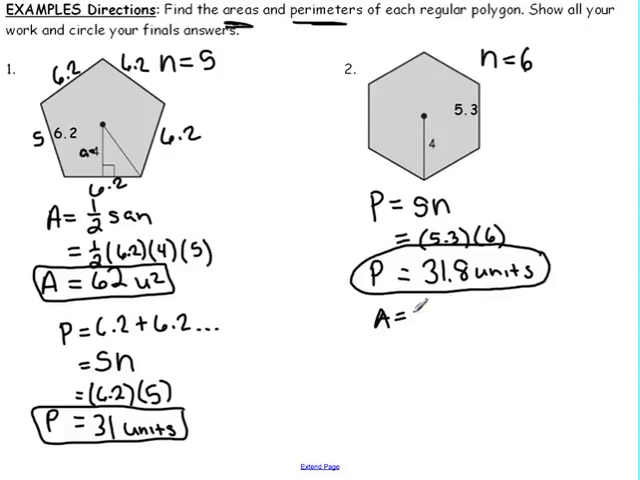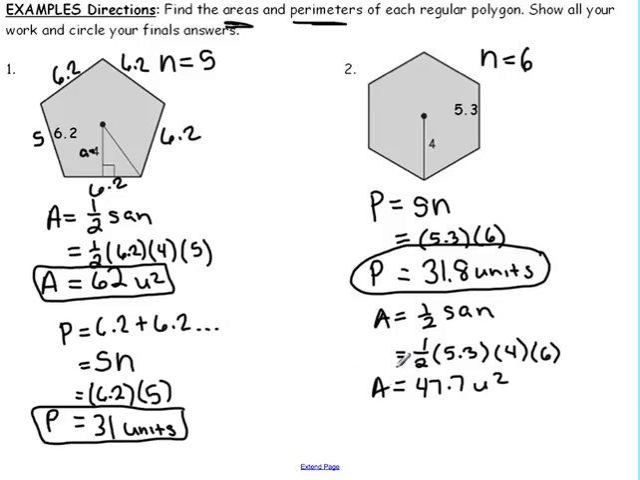Area equals 1/2 S times A times N. 1/2 S times A times N. That'll be 1/2. My side length is 5.3. My A is 4, and my N is 6. Quickly punch this into my calculator, and I should be at 47.7 square units.